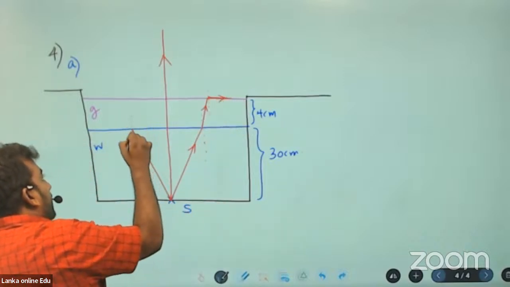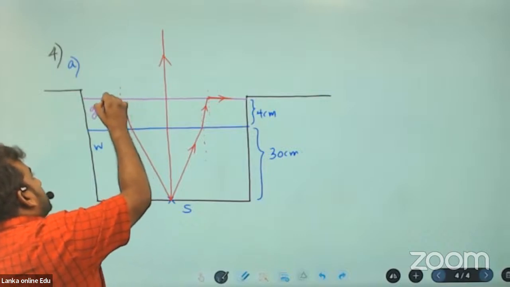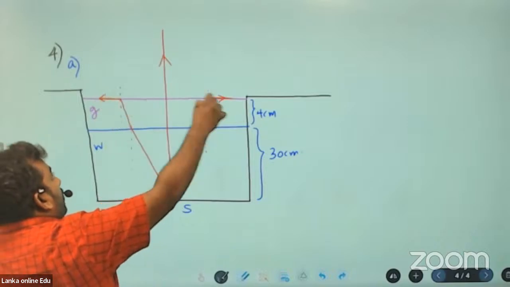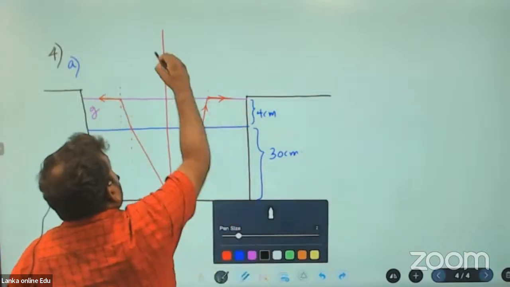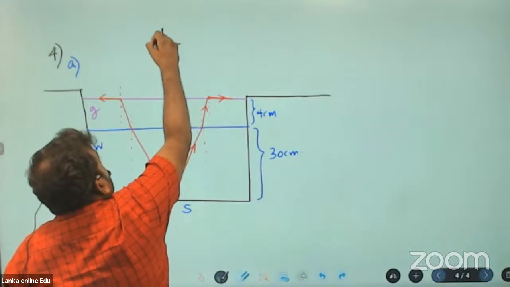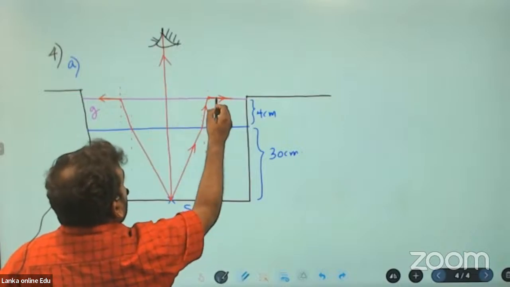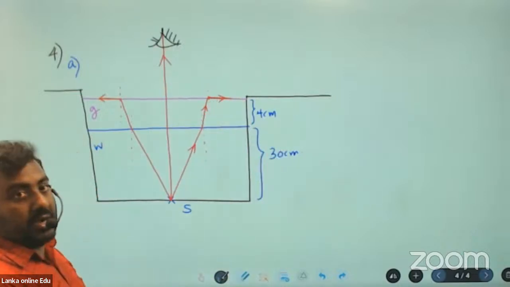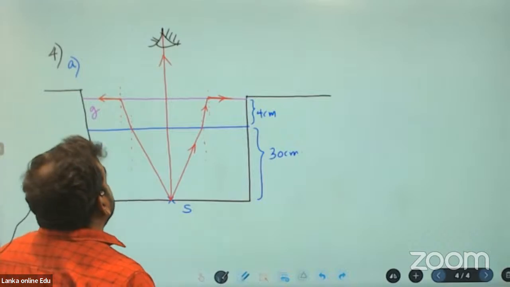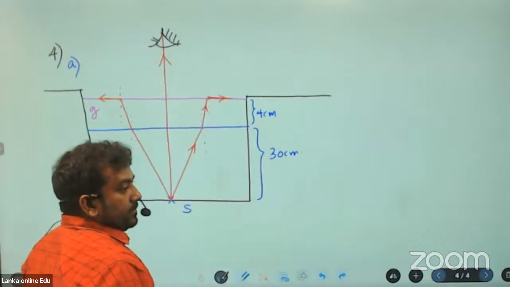So what do you mean by circular patch? Circular patch means light rays go along the boundary. So somebody looking from top, from here, light rays will go to the eye. But beyond this, no light rays will come out, because total internal reflection will take place. So from top, when you see, you can see a circular patch.